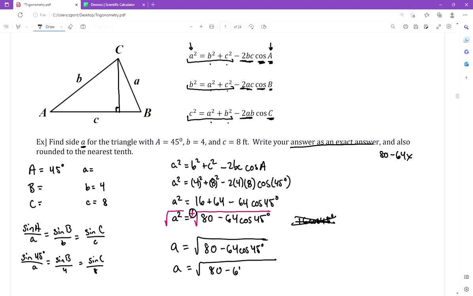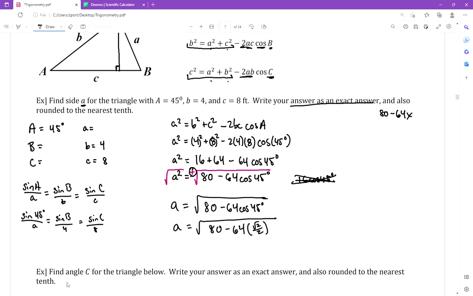So let's do it. We've got cosine of 45 degrees is the square root of 2 over 2. And then we could say, oh, 64 and 2 would divide. They would simplify. So we would have a is equal to the square root of 80 minus 32 square root 2.